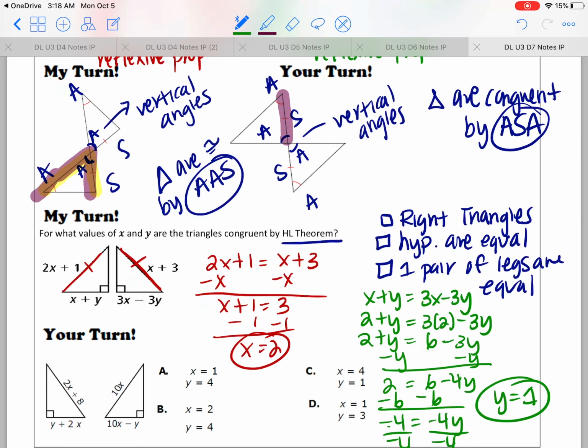So only when x is equal to 2 and y is equal to 1, the hypotenuse and at least one pair of legs will be congruent. We already know that these are right triangles, and that's the only way we can say that these triangles are congruent by the HL theorem.